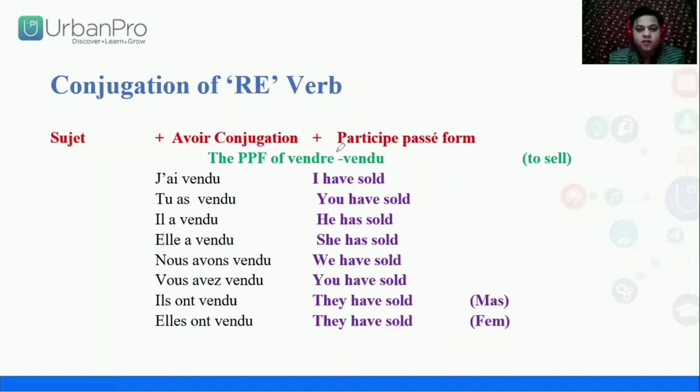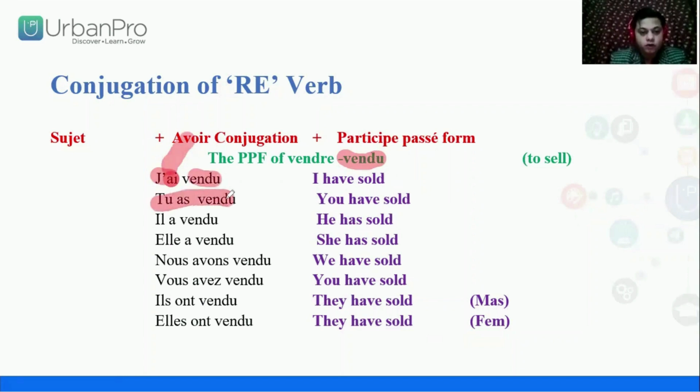We learned that we remove RE and instead of RE we put U. So vendu. Again, you can see here this is the avoir conjugation and this is the PPF. So j'ai vendu, I have sold.